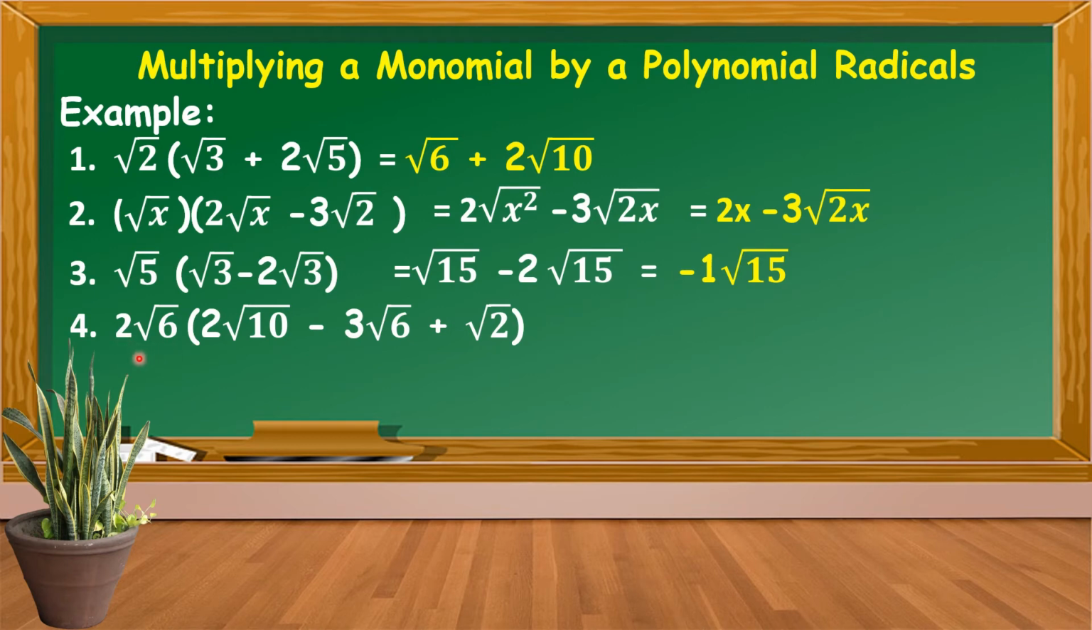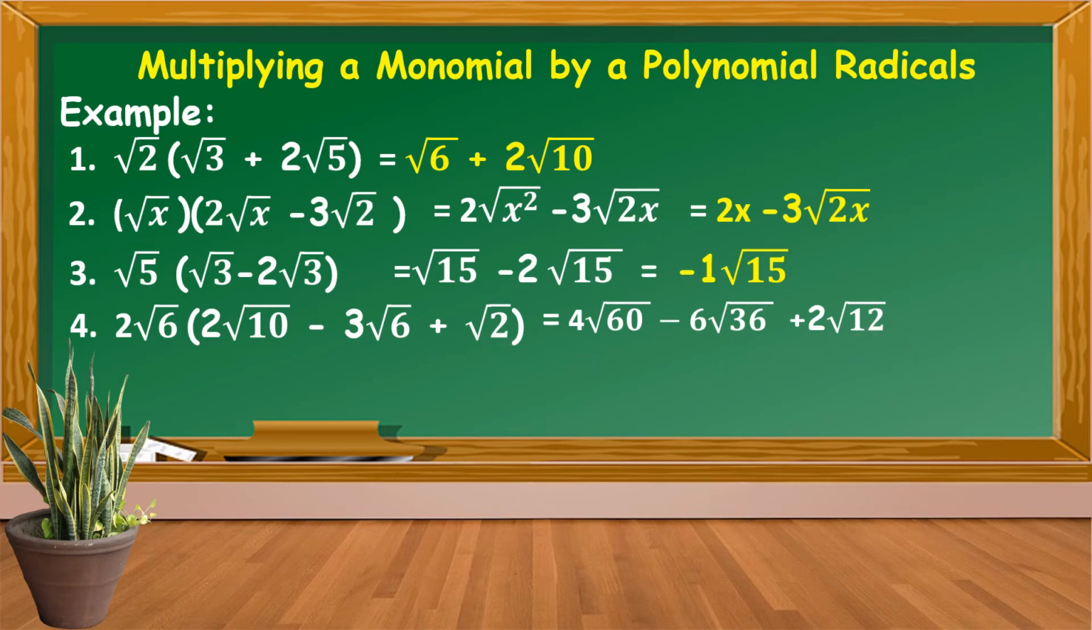So, 2 times 2, multiply the coefficient by the coefficient. So that is 4. Then why we have here 60? From 6 times 10, 60. Then 2 times 3, negative 3, that is negative 6. And 6 times 6, that is square root of 36. Then 2, may invisible na 1 dito. Invisible na 1. 2 times 1, that is 2. Then 6 times 2, square root of 6 times square root of 2, that is square root of 12.